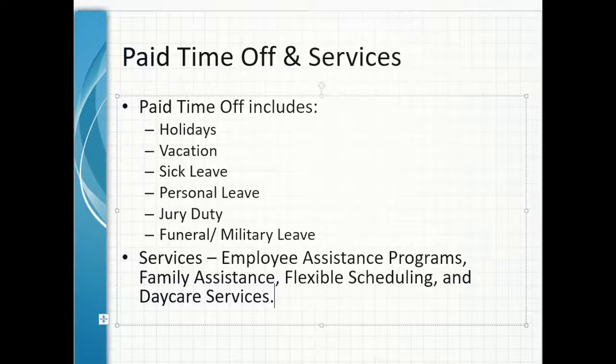The last two categories of discretionary services are paid time off and services. The paid time off category is pretty self-explanatory. Employers can implement a policy that compensates an employee when they are not actually doing their work. The major types of time off benefits are holidays, vacation, sick leave, personal leave, jury duty, funeral leave, military leave, rest and lunch period breaks.